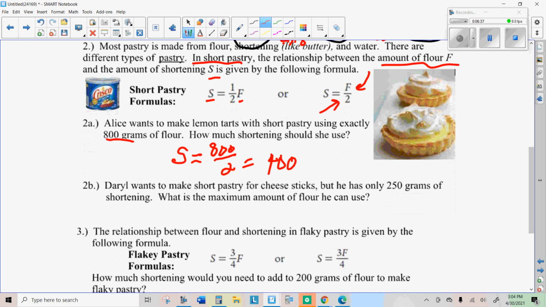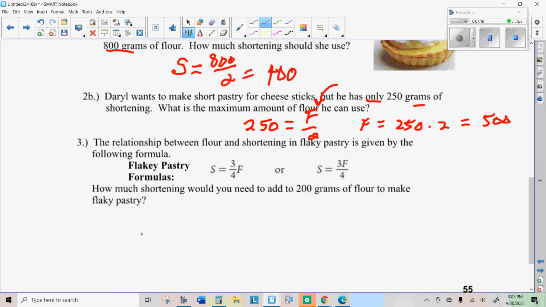All right, now Daryl wants to make short pastry for cheese sticks, but he has only 250 grams of shortening. So in this one, the shortening comes first. The shortening is equal to the flour divided by 2. Now you have to work backwards on that one. And you don't always have to make out the chart. You should know that if there's only one operation and it's divided by 2, the way you solve that is you multiply. So the flour equals 250 times 2, which is 500.